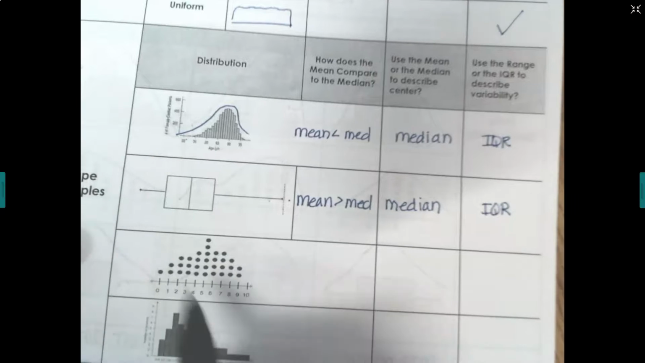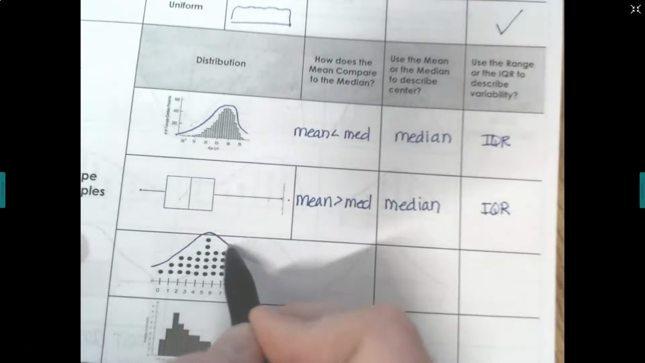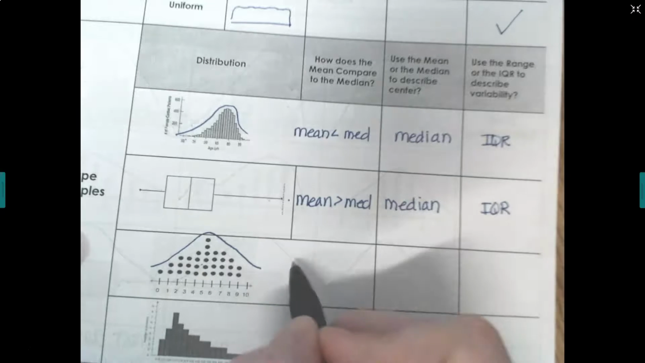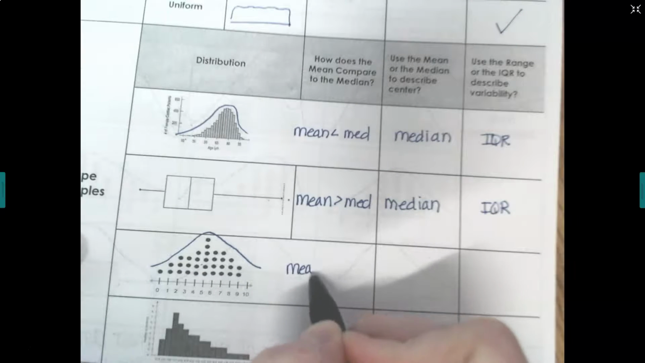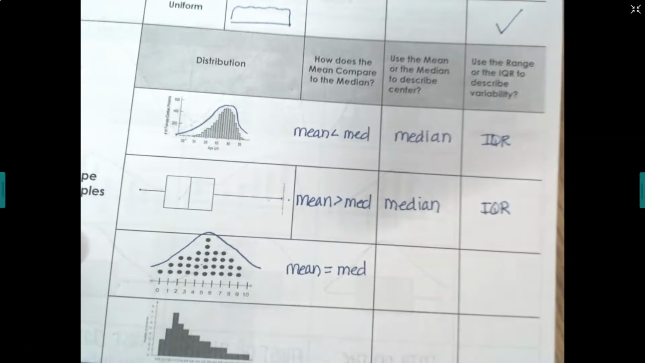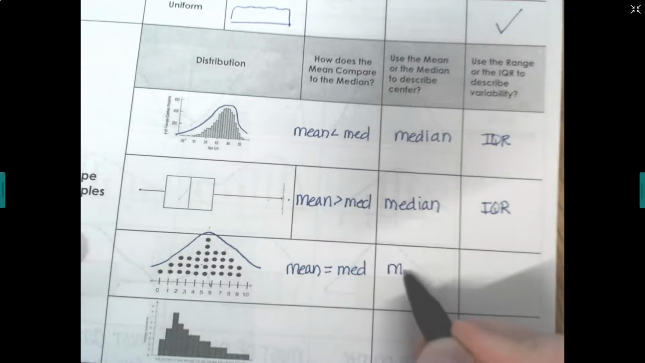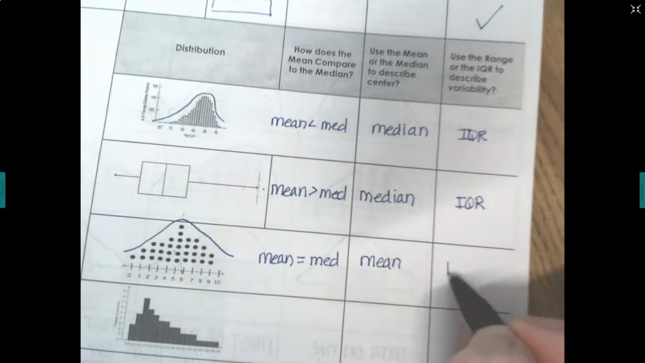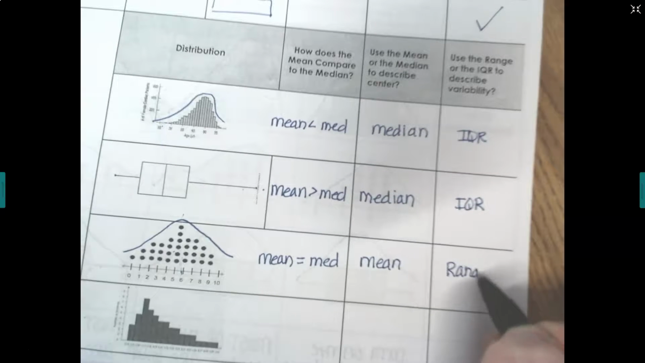All right, our third example, I'm going to throw kind of a blanket over the top of this. This is pretty symmetrical. It might not be 100%, but it's pretty close to symmetrical. That means our mean is going to equal our median. They appear right here in the center together. Now, when we're symmetrical, we want to go ahead and use the mean to describe it. So there's our mean, and for variability, we're going to go ahead and use the range.